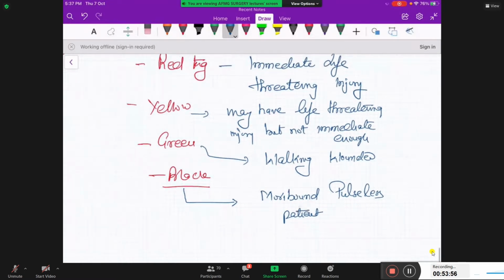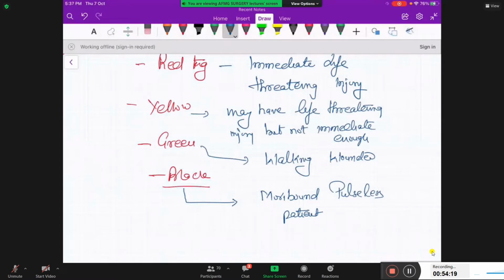Now, let me tell you the funny part of it. When the first edition of ATLS guideline came, instead of the term tag, the term used was label. Then they eventually realized we should not be giving a red label, black label, green label to an injured patient. So now it is red tag, black tag, yellow tag, and green tag.